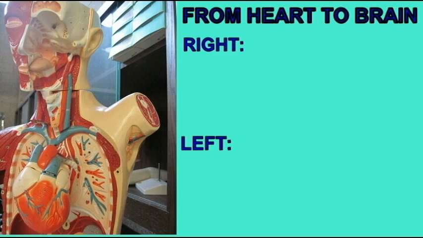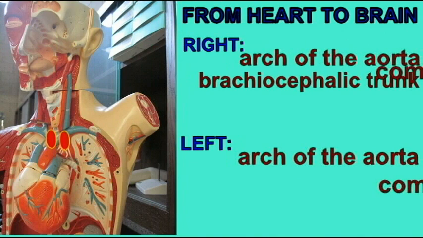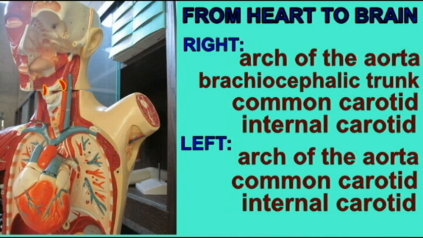To travel from the left ventricle to the brain, blood goes through the arch of the aorta. On the right side, it passes through the brachiocephalic trunk into the right common carotid. The left common carotid comes directly off the arch of the aorta. Blood then passes through the internal carotid and enters the skull.